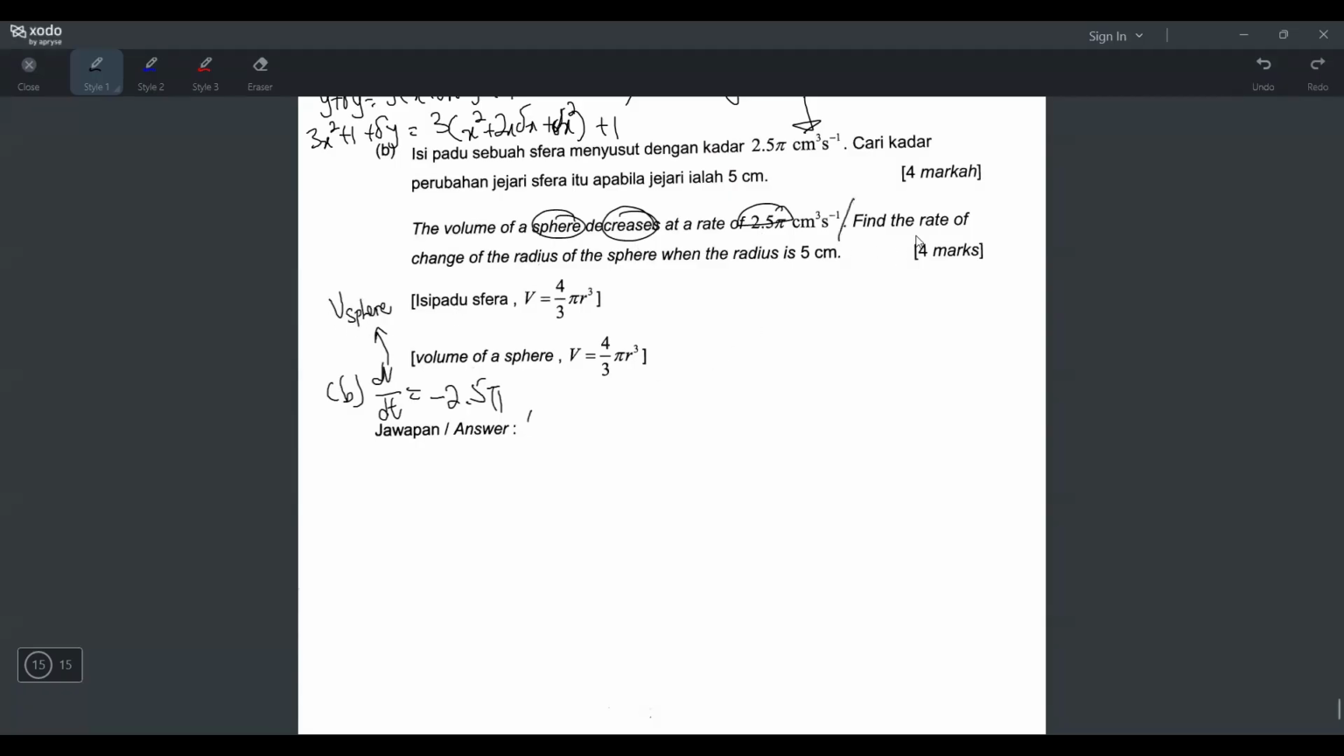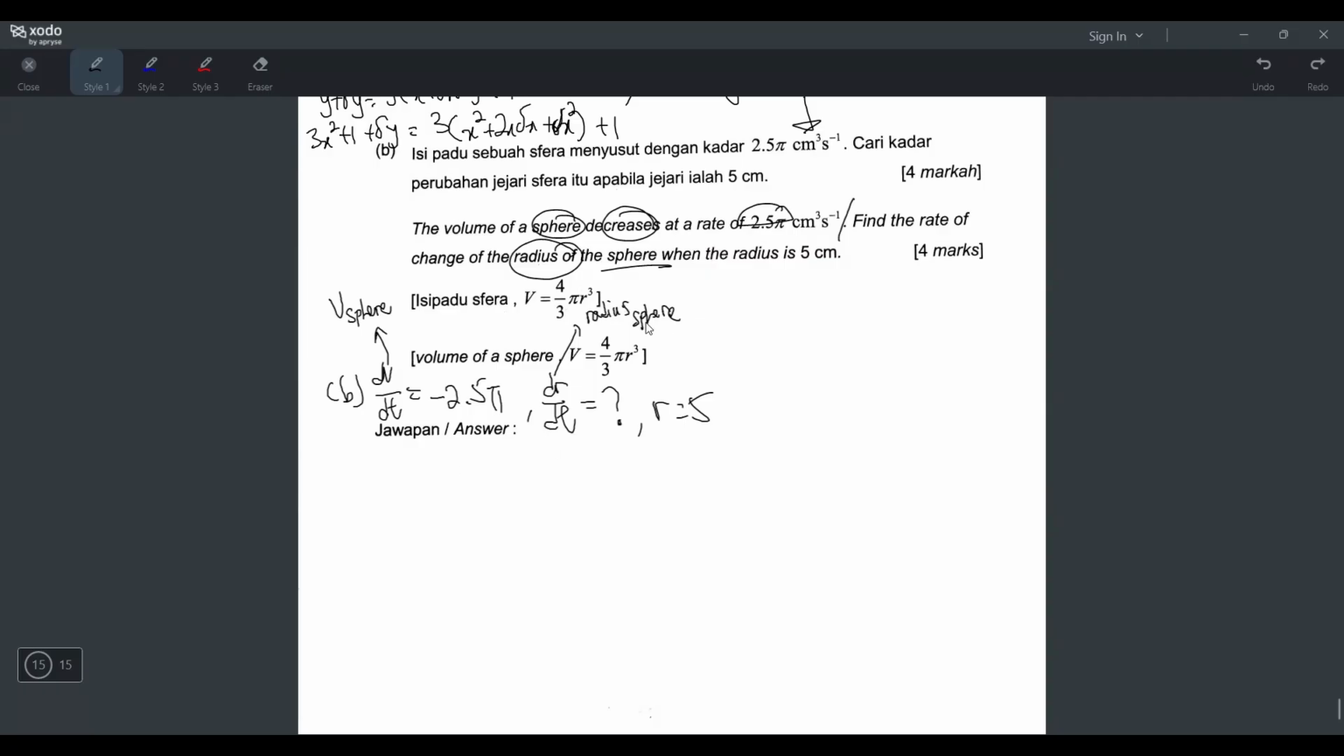Next, find the rate of change of radius of sphere. It means you are trying to find dr over dt, and the r represents radius of sphere. So dr over dt is what you're trying to find, so this is a question mark. When the radius is 5, so r is 5 lah. And they even give you the volume of sphere formula, in case you never hafal. But you need to hafal this actually, because in maths, you will use this formula sometimes.